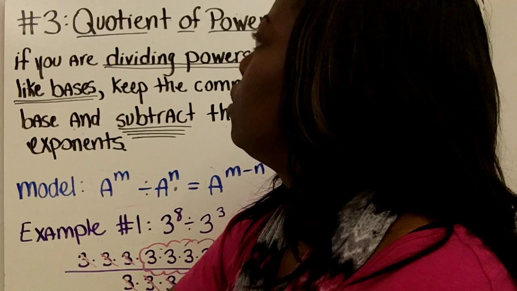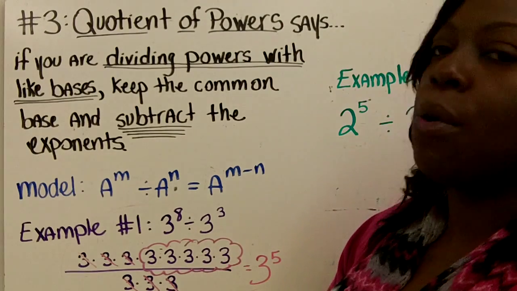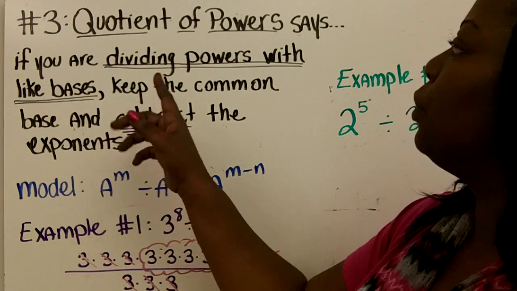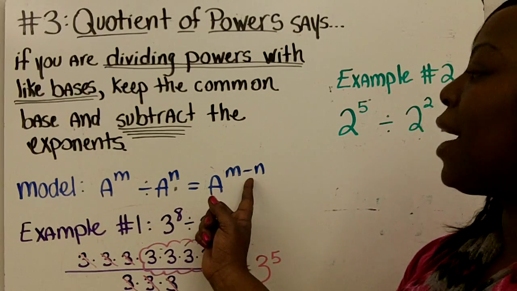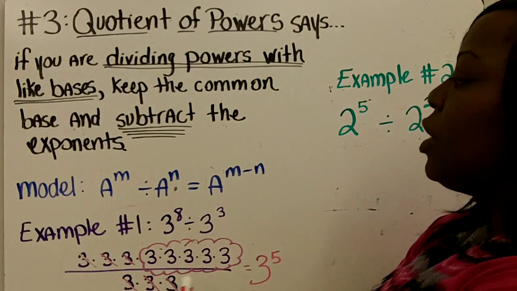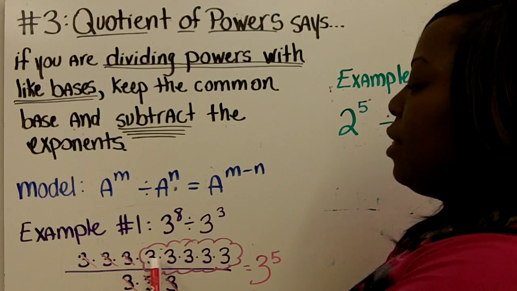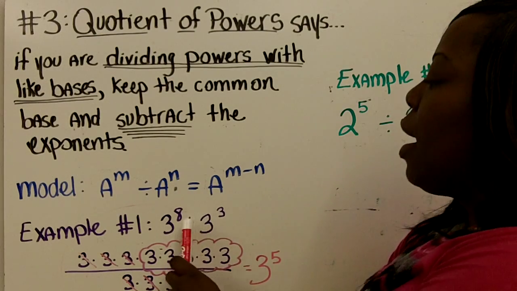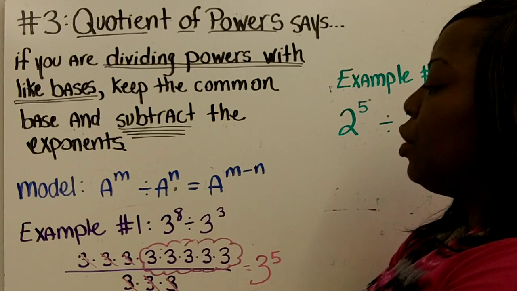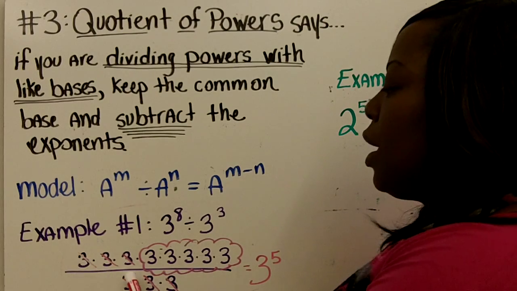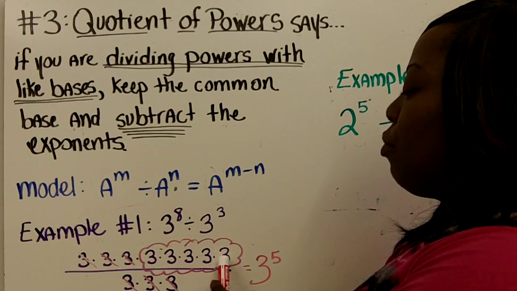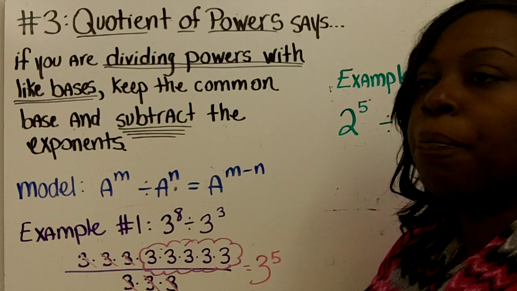The third rule we're going to talk about is the quotient of powers rule. Now this rule says that when you are dividing like bases, you will then subtract the exponents. So here's an example. If we have 3 to the 8th, and there's 8 3s in the numerator, and we're dividing that by 3 to the third, which is 3 3s in the denominator, you will cancel out the 3s, leaving you with 3 to the 5th power.